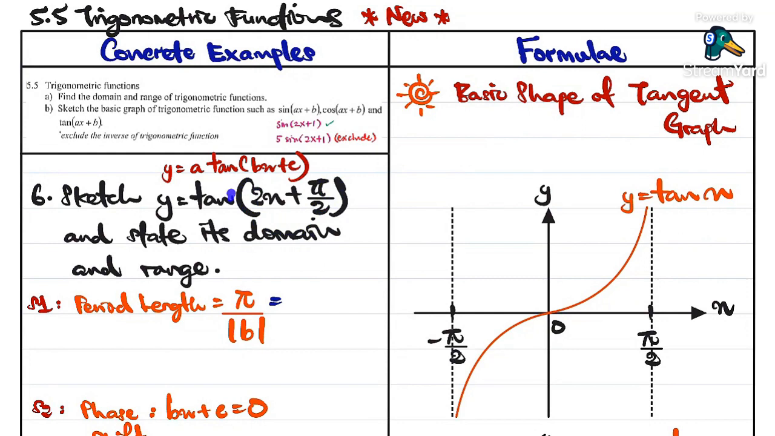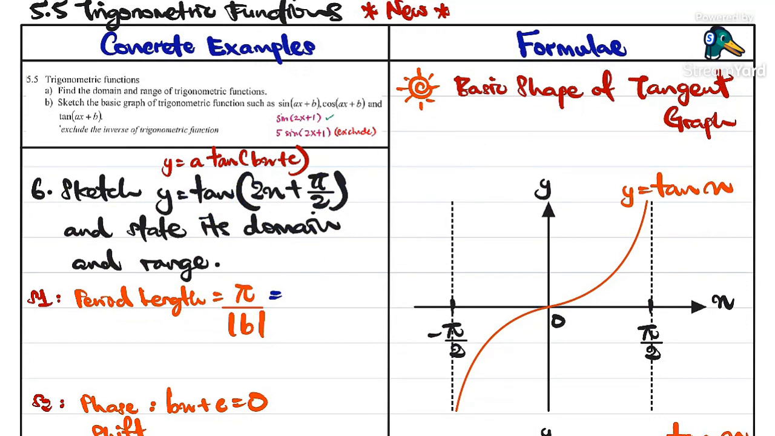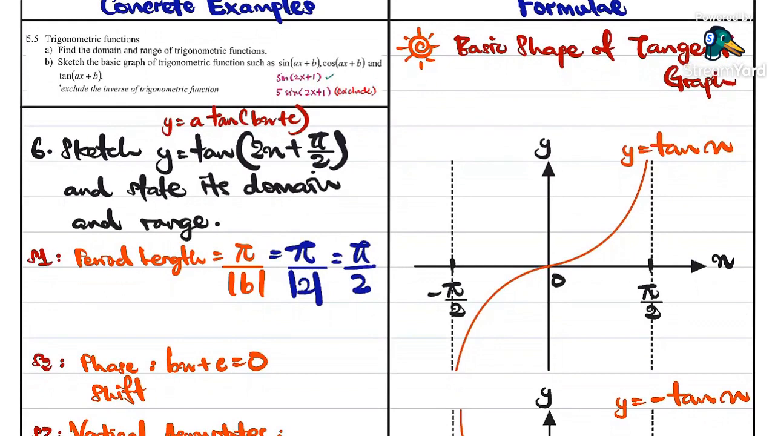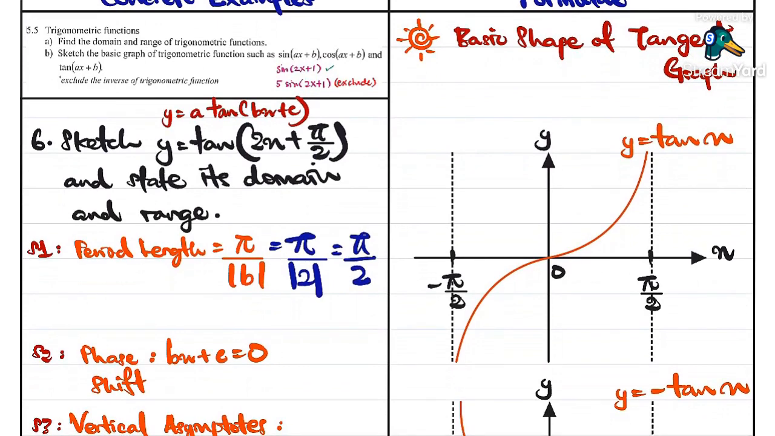So we have now reached to the tangent, so let's draw it. Okay, so first step is there is no amplitude, but there is a period length. Go to the next step, which is gonna start from pi over b, yeah? Pi over modulus of b. So pi over modulus of b, which is pi over 2, which we will get a period length of pi over 2 lah. So that is our period. Okay, now that is the period length.